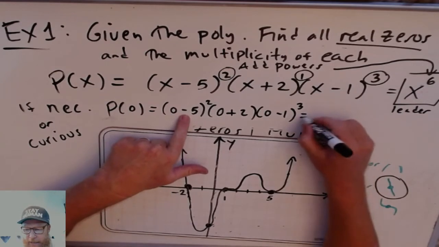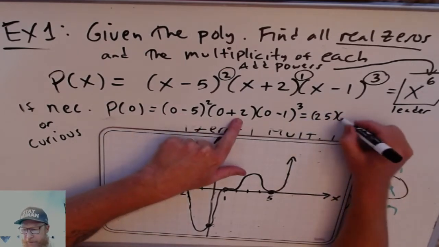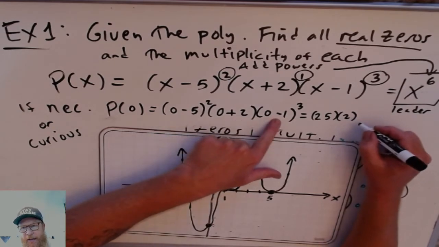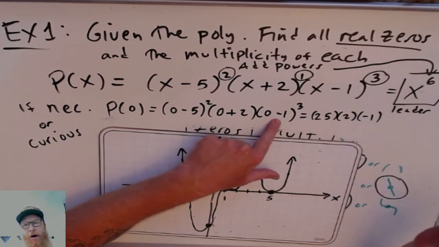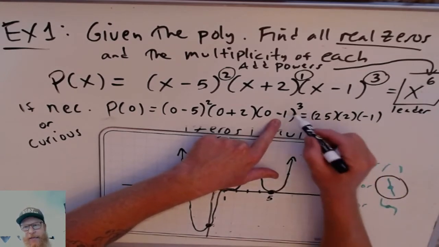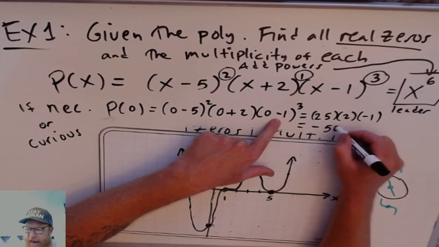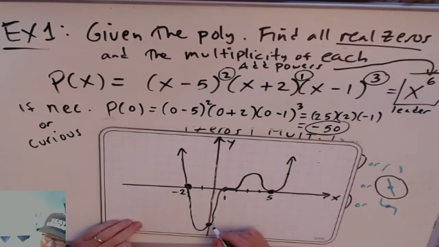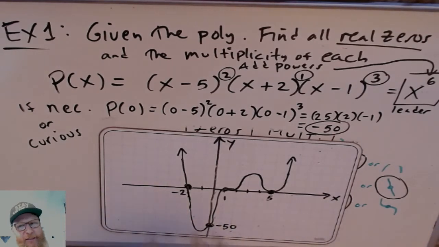So that would be negative 5 squared would be 25 times 2. And then negative 1 cubed would be, again, just negative 1. Negative times negative times negative. And then all together, multiply that out, you get negative 50. I'm not actually going to count negative 50 squares. So for your y-axis, I just put a mark and call that negative 50.